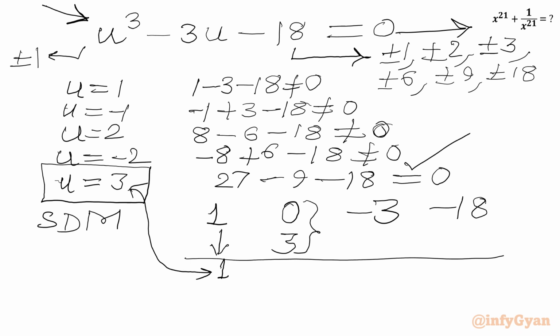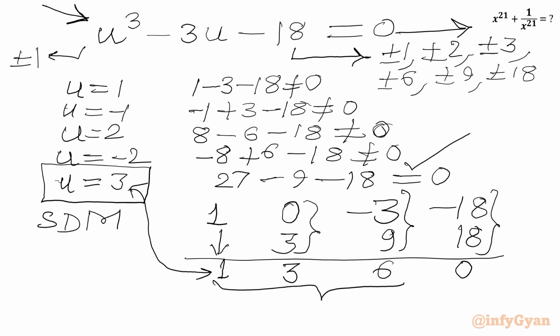Addition of these two numbers will give us 3. Again 3 times 3, we will write 9 here. Addition of these two will give us 6. 3 times 6 is 18, we will write 18 here. Once we add these two, we will get 0. Now these are the coefficients for the quadratic equation. We will write the equation u square plus 3u plus 6 equal to 0.